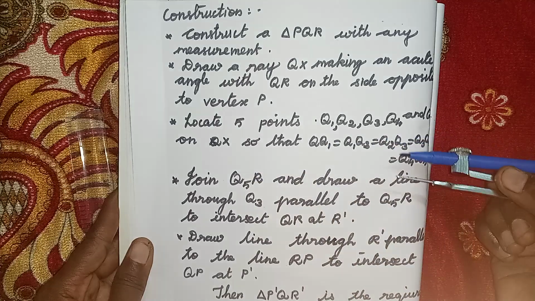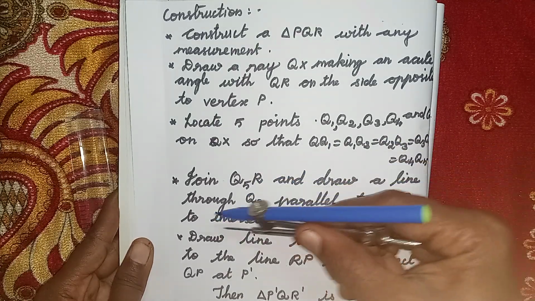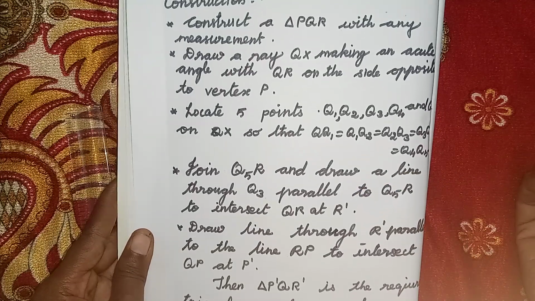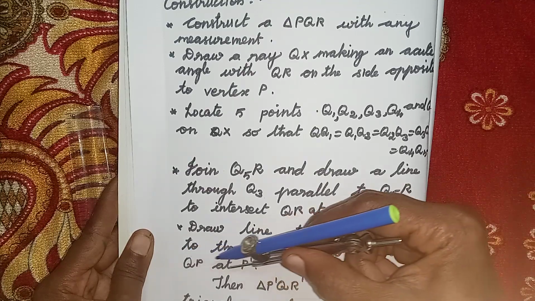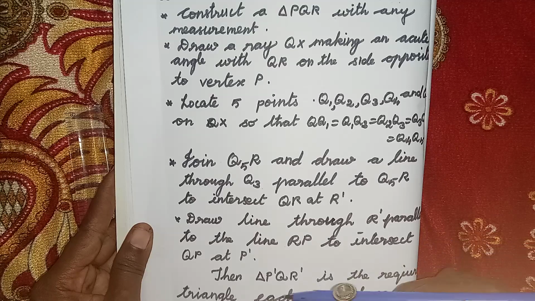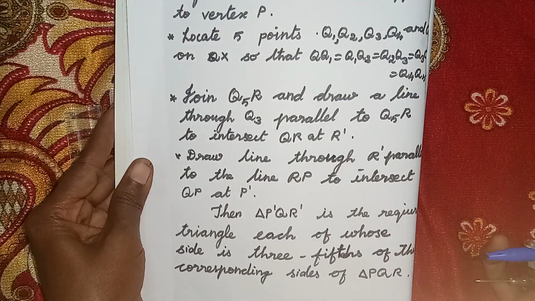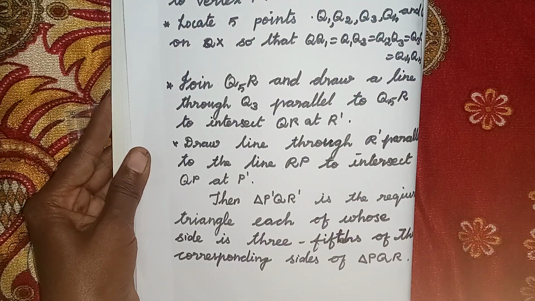Join Q5R and draw a line through Q3 parallel to Q5R, intersecting QR at R dash. Draw a line through R dash parallel to the line RP, intersecting QP at P dash. Then P dash Q R dash is the required triangle. Each of its sides is 3/5 of the corresponding sides of triangle PQR.